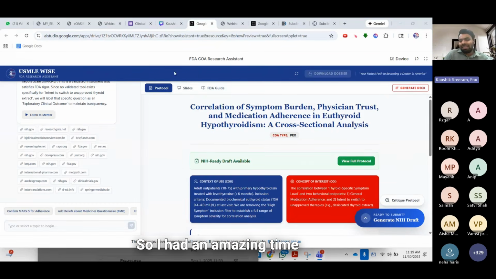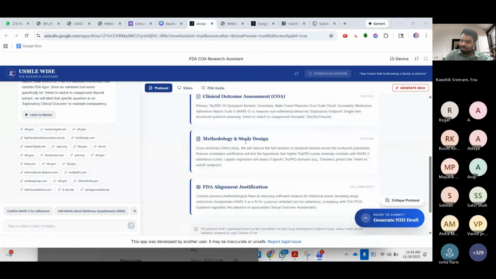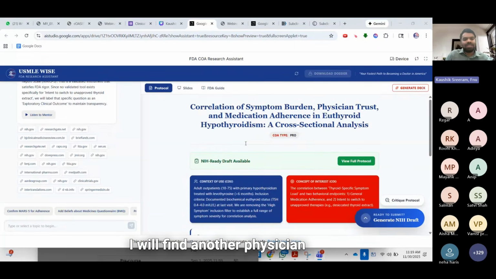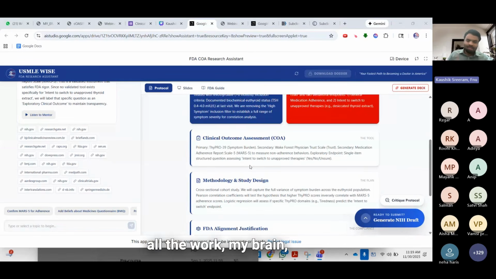So I had an amazing time with my research mentors. I will never give first author. Nope. I will find another physician who will be ready to let me be the first author because, hey, I did all the work. My brain, my idea, my topic. Why should I give first author?